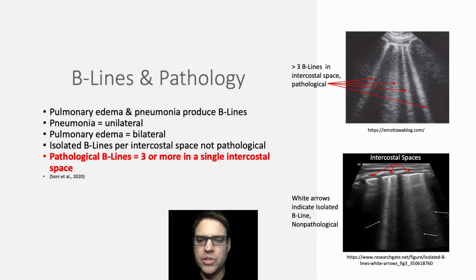It is important to note that gravity-dependent fluid can widen the interlobular septa at the lung bases and cause isolated B-lines to appear, but they're not pathological. For B-lines to indicate pathology, 3 or more must be present in a single intercostal space.